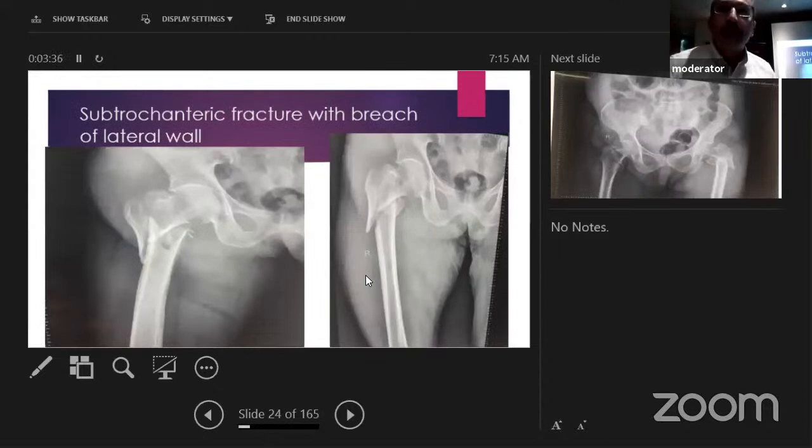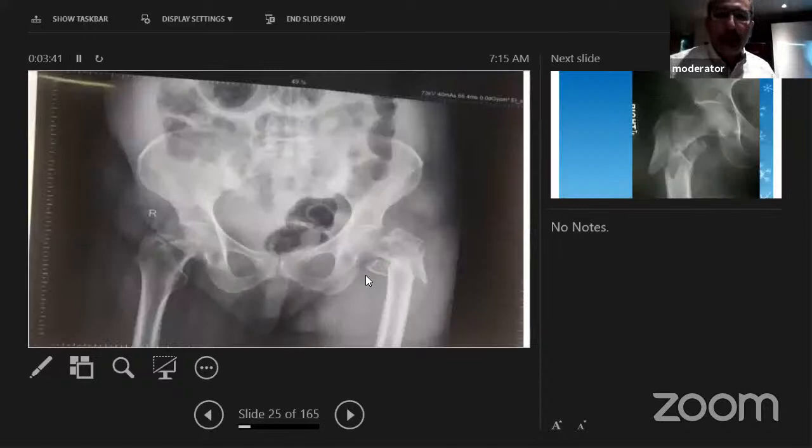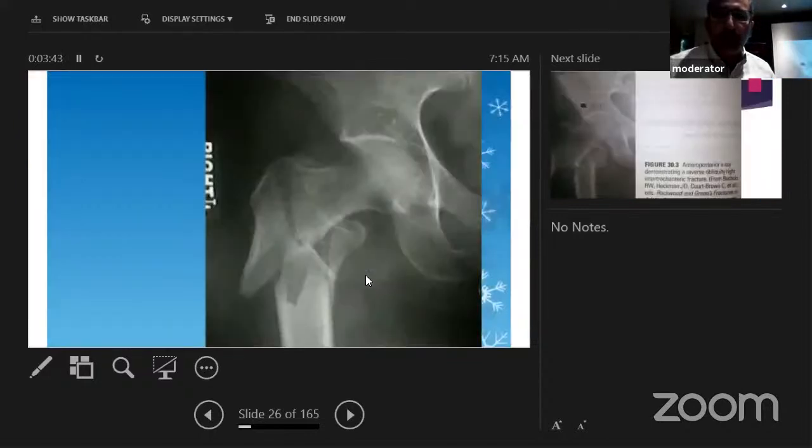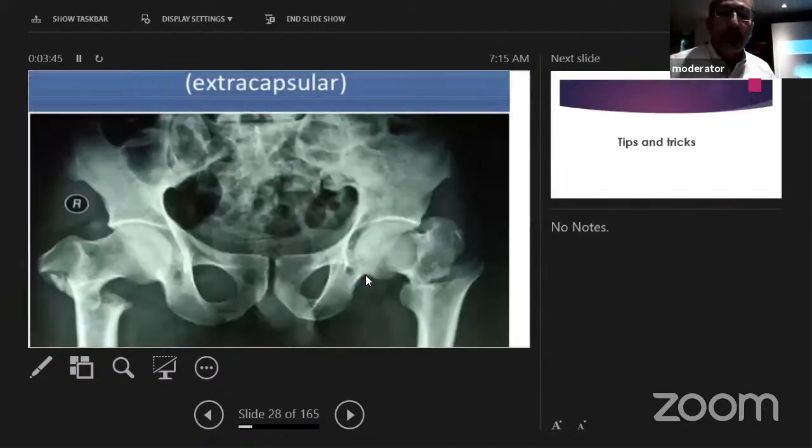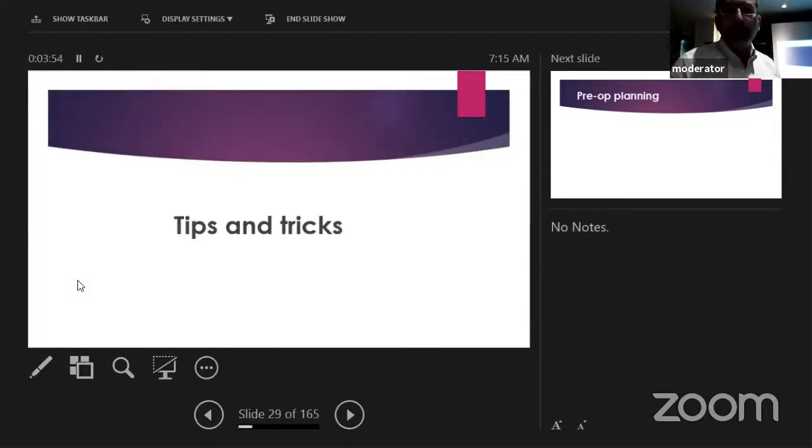So what are the contraindications? When the lateral wall is broken, it is a contraindication. Again, the lateral wall is broken, it is a contraindication. Lateral wall broken, so it is a contraindication. If you see this fracture on the one side, it can safely be treated by DHS. On the other side, however, the lateral wall is broken, so one should go for nailing.